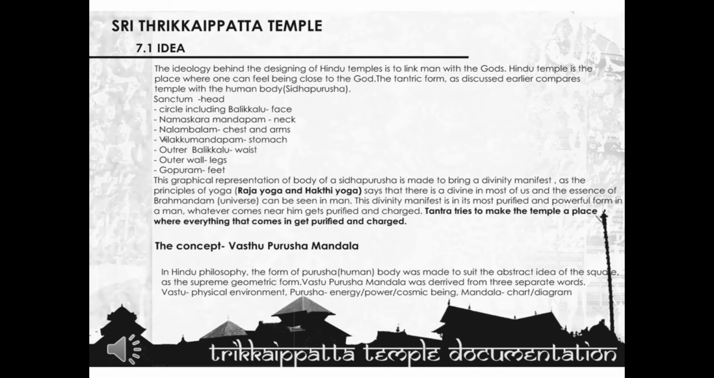Idea. The ideology behind designing of a Hindu temple is to link man with gods. The Tantra form compares the temple with a human body, that is Vastu Purusha, like the head as sanctum, neck as Namaskara Mandapam, leg as outer wall, feet as Gopura, etc. This representation is made to bring out the divinity manifest, as the principle of yoga says that there is a divine in most of us and the essence of Brahmanda can be seen in a man. Whatever comes to this divinity manifest gets purified and charged. And Tantra tries to make the temple a place where everything that comes in gets purified and charged.